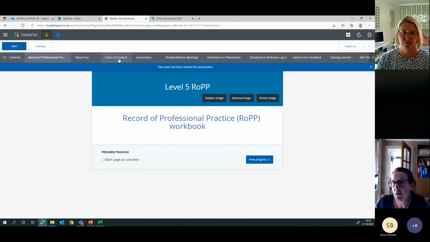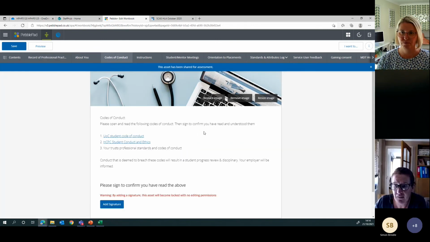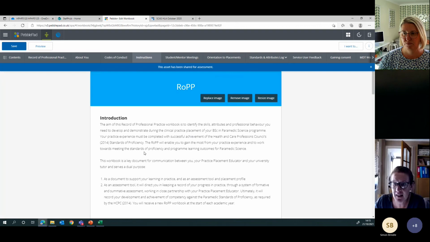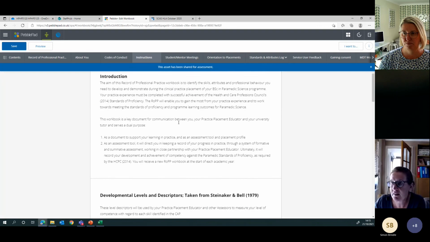compared to the CAP. Again, there's a codes of conduct here, and what we have added here is the University of Cumbria Student Code of Conduct, the HCPC Conduct and Ethics, and there's also links in the individual work, but it's not in this one because this is mine, but it would be to the specific trusts. So whatever policies are related to codes of conduct within your trust will also be linked into these. And then the students have to sign to say that they have read those and they will adhere to them as a student. Again, there's an instructions page that sets everything out for the students.